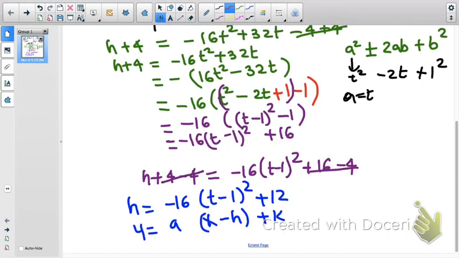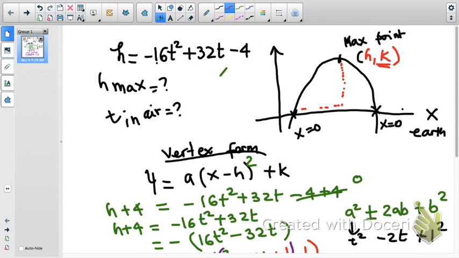Okay. And that is the vertex form. So what we were interested in was really H and K, but mostly K. So H and K are just 1 and 12. And 12 is the height because that's the y coordinate. So if I go back here, you see that this K here is how high the ball is ever gonna reach before it comes back down. Okay.